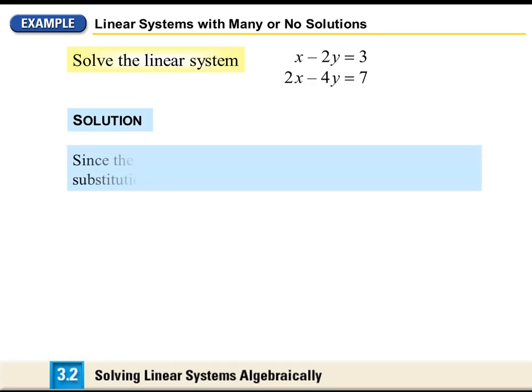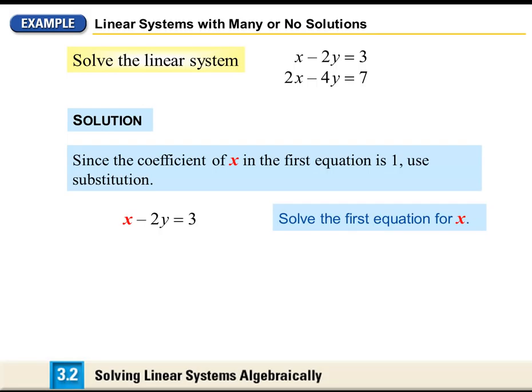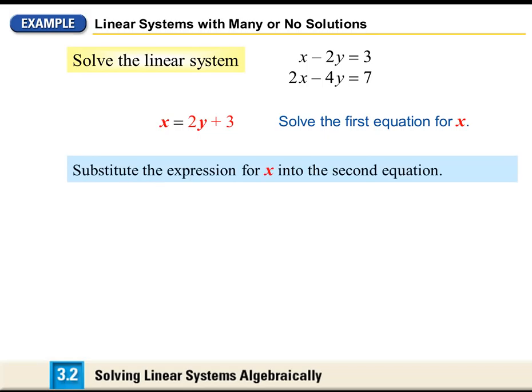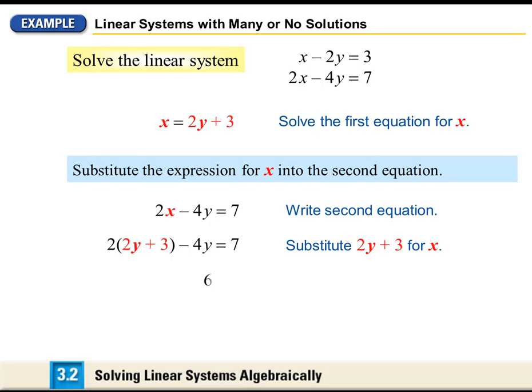If I go about this one, I could use substitution, right? Solve the first equation for x. Substitute it into the second. So I'm going to plug in that 2y plus 3 goes in for x. So if I distribute, I get 4y plus 6 minus 4y equals 7. Now, if I do all the math here, the 4y subtract away from both sides, and I'm left with 6 equals 7. We saw something like that yesterday. What did that mean? No solution.